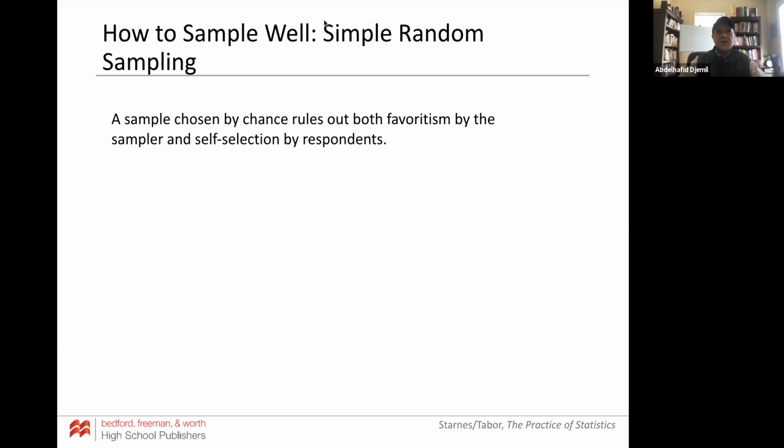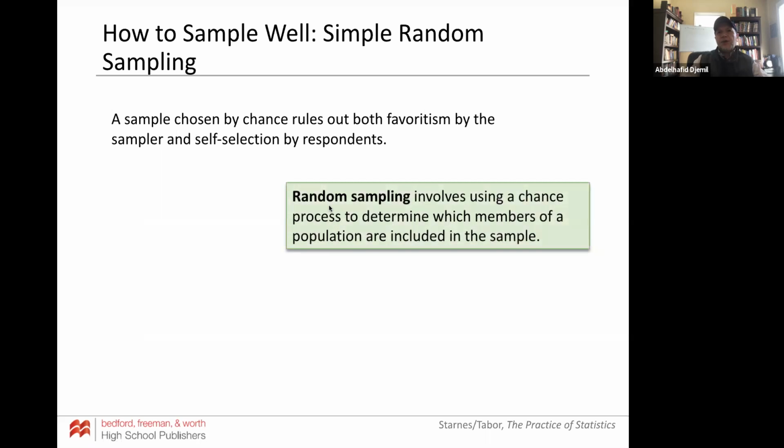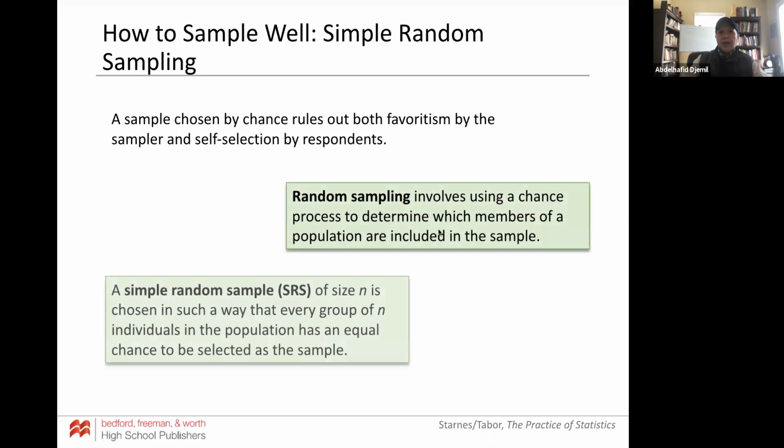When we say simple random sampling, it is a simple way of selecting a sample. How do we select a sample in here? It involves using a chance process to determine which members of a population are included in the sample. And when we talk about SRS, it has to have a certain size N, in such a way that every group of N individuals in the population has an equal chance to be selected as the sample.